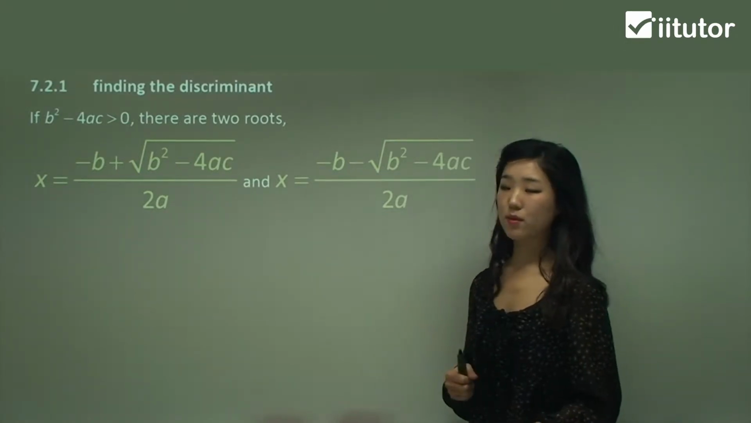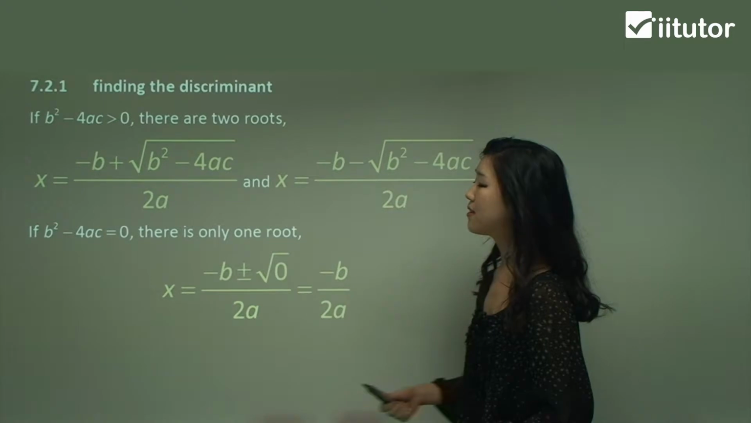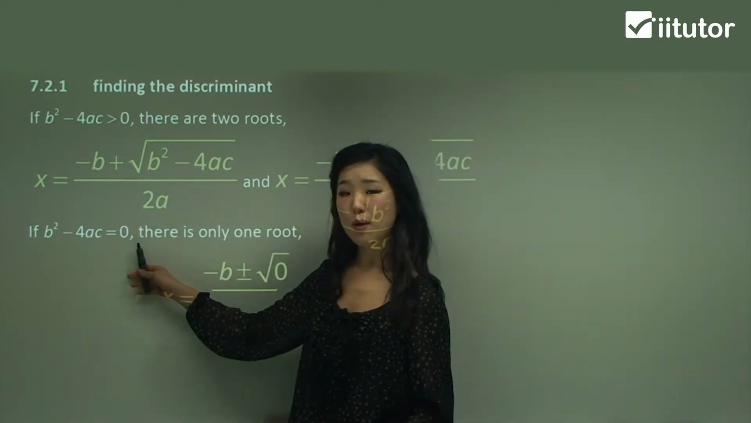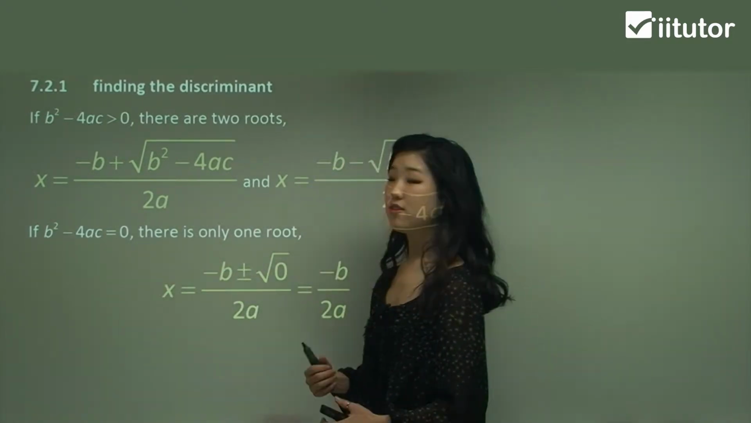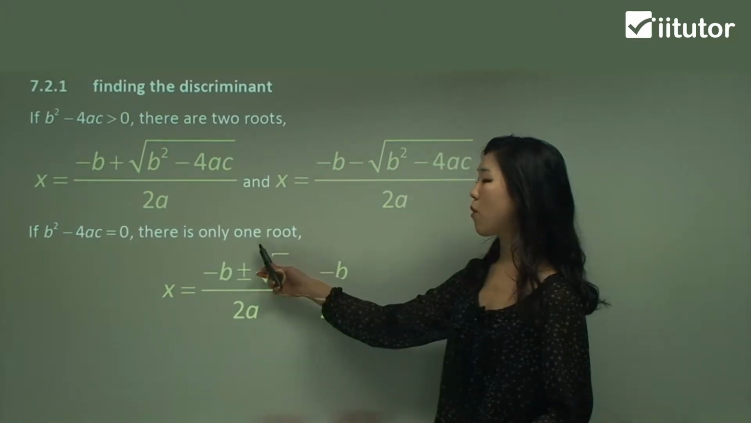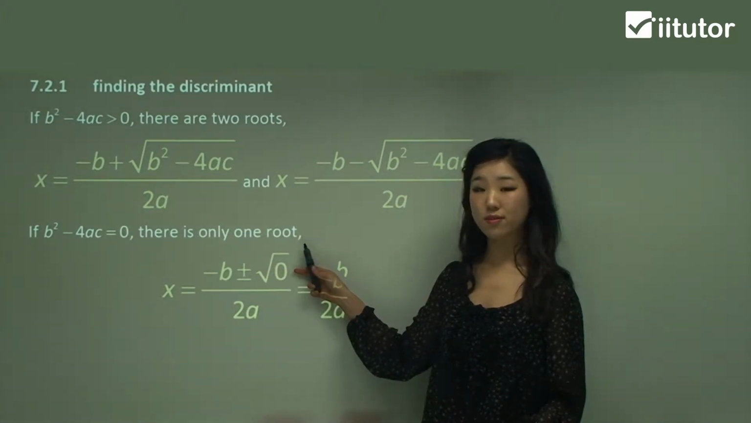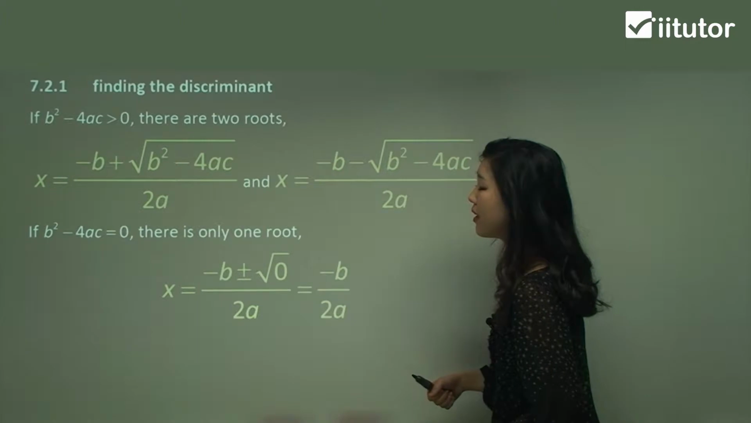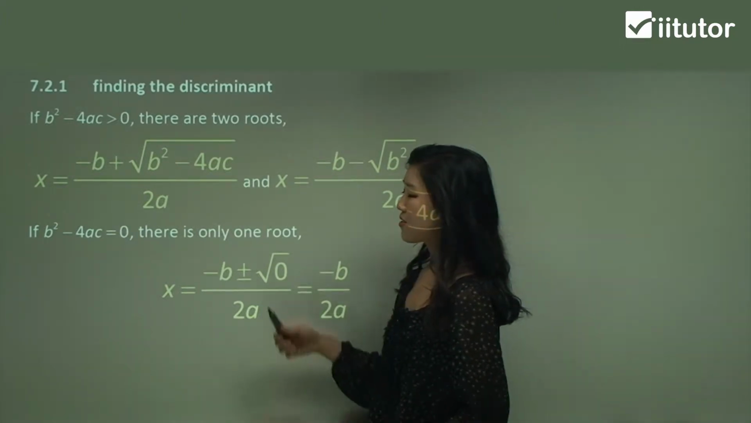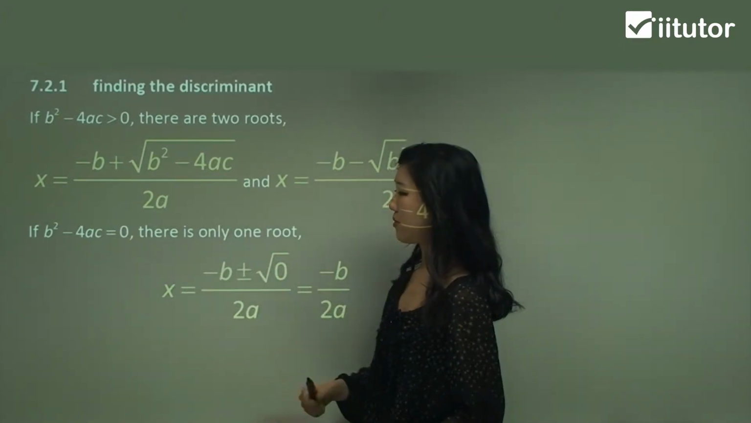And the next case I want to describe is when the discriminant is equal to 0. Okay, when it's exactly equal to 0, then you can say that there is going to be only one root, or only one solution. Alright? Now, I'll show you why there's only one root if discriminant equals 0.